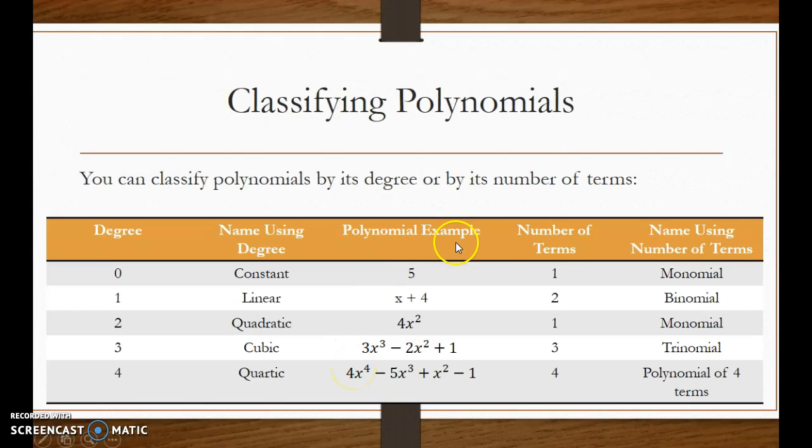We can also look at the number of terms. This has 1 term, we call that a monomial. 2 terms, we call that a binomial. 4x squared is 1 term, we call that a monomial. 3x cubed minus 2x squared plus 1, that's 3 terms, we call that a trinomial. 4x squared minus 5x cubed plus x squared minus 1, that's 4 separate terms, so we call that a polynomial of 4. Anything over a trinomial is called a polynomial of 4, polynomial of 5.